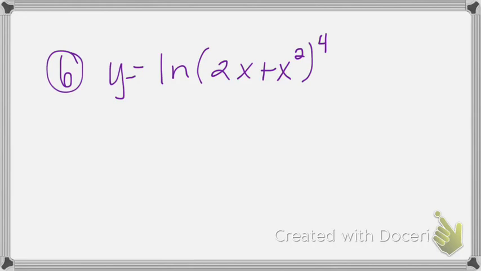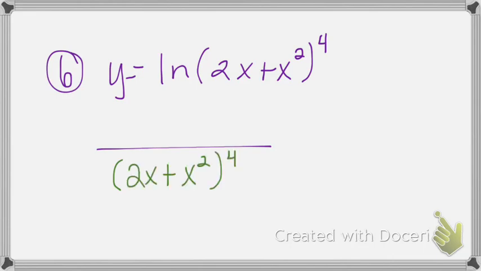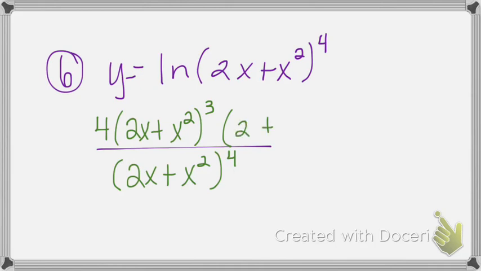Okay, so I start with, what's the derivative of natural log of something to a power? Well, it's 1 over the thing that it's natural log of. But then I have to multiply by the derivative of the power, and that's what's going to go on top. Okay, so the derivative of the power, that's where I use the chain rule. So it would be 4 times 2x plus x squared to the third power, and then I multiply by the derivative of the inside, which comes out to be 2 plus 2x.